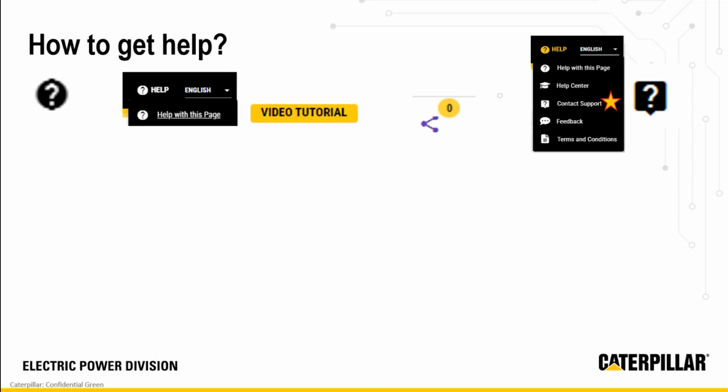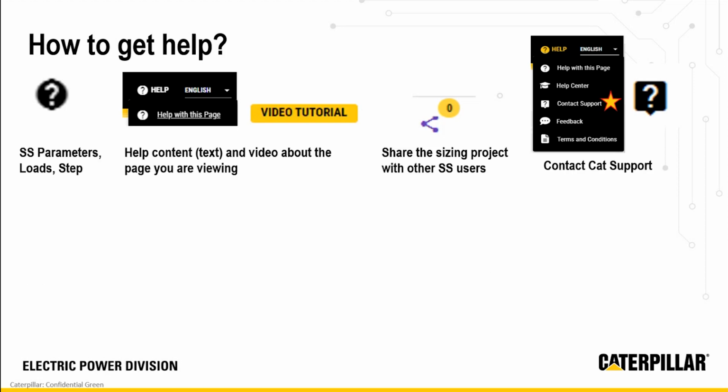So these are some of the icons we have used. On the left-hand side, you can see a question symbol in a circle, and then there is a help menu with help with this page. We also have buttons for video tutorial, and then you can move on to a share icon, where you can share the sizing report with your colleagues to get a second opinion. And then as a last resort, if you want to contact us at Caterpillar, you can click contact support, either through the help menu and then contact support, or you click the question symbol with the rectangular box instead of the circle one.